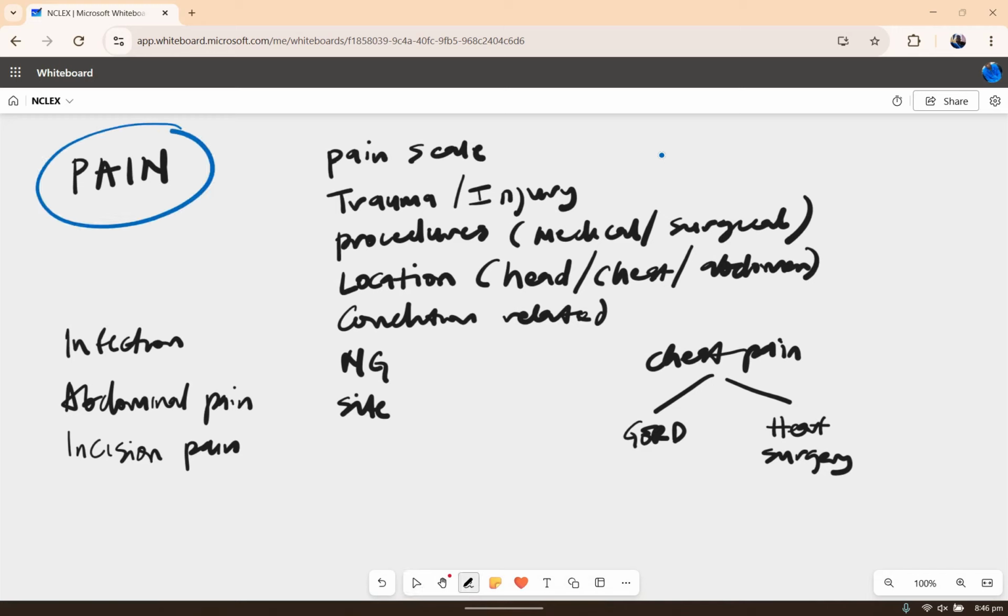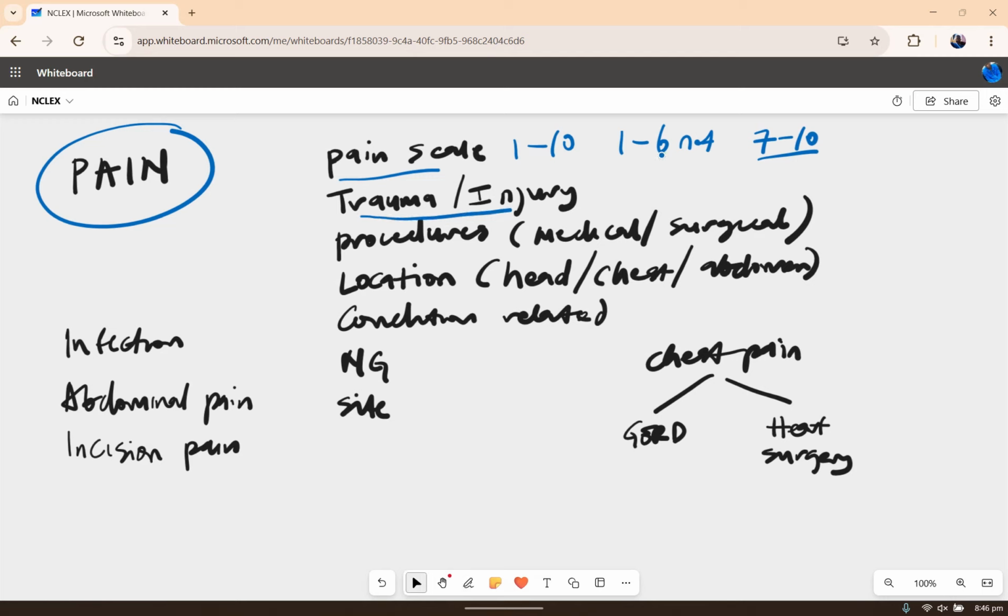Let's talk about pain. I want to tell you when pain is a priority and when pain is not a priority. Now, for your pain scale, you have 1 to 10. So 1 to 6 is not a priority, 7 to 10 is a priority. Now, for trauma and injury, for example fracture.